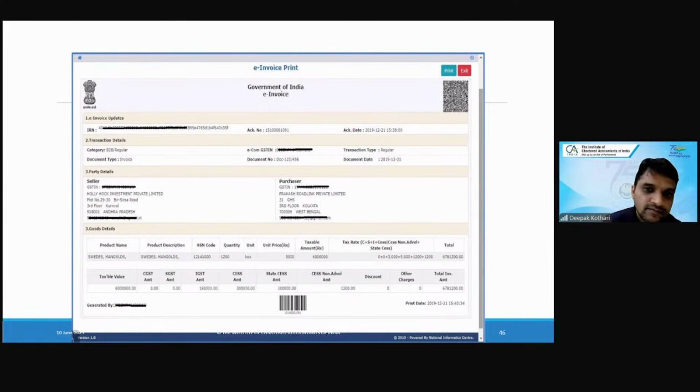So SEZ developer, except if it has turnover more than 5 crore, exempt, but this limit does not apply to SEZ unit. No, for SEZ unit only this exemption will apply. For SEZ developer, no limit will apply. So SEZ developer will have to raise an invoice if his turnover crosses 5 crores, but SEZ unit is always exempt.